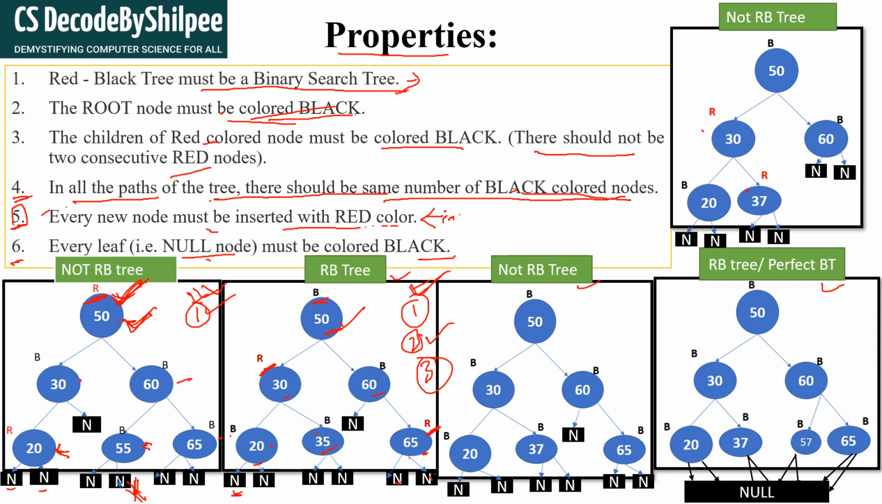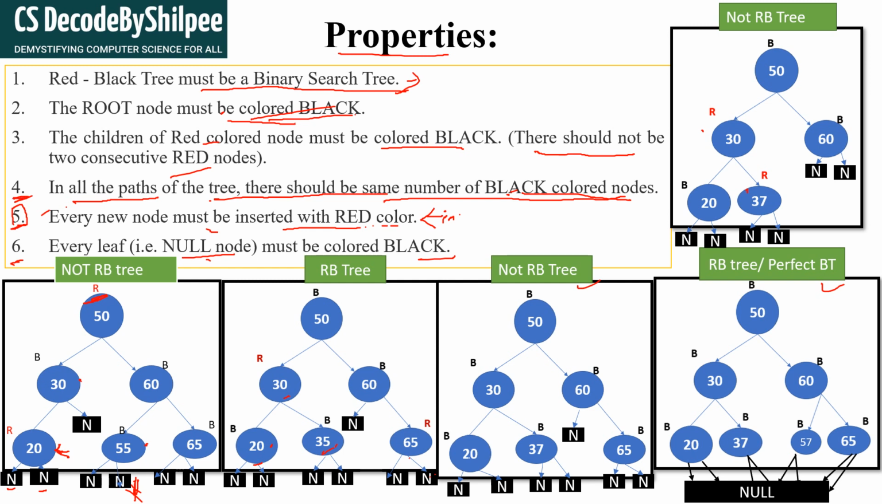So how many null nodes? 1 2 3 4 5 6 7. So total 7 nil nodes are here. It means that total 7 paths are here. So you check one by one how many black nodes are in each and every path, because it says that in all the paths the black colored node count should be the same. Then only the fourth property is going to be satisfied, right?